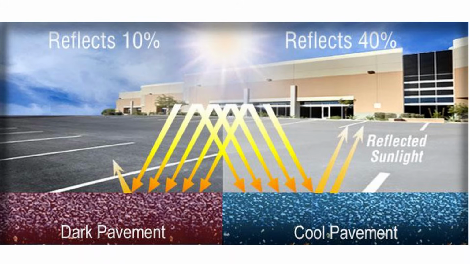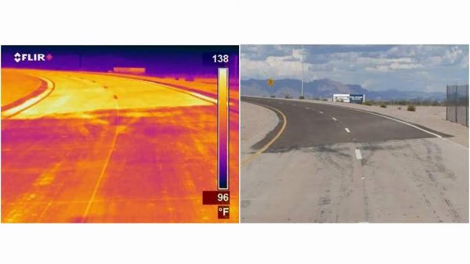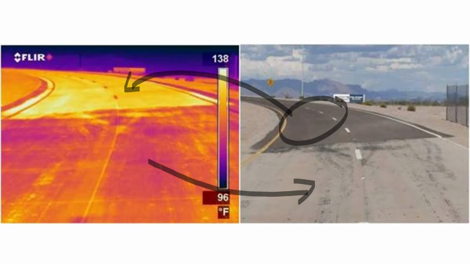Dark pavement only reflects about 10% of solar energy, whereas cool pavement made out of the right materials and the right color can reflect about 40%. Well, that's a big difference in your resulting temperature. You can actually see it here. It's another experiment, a thermal image. Here's the traditional asphalt. It comes up a lot hotter than this new cool pavement.